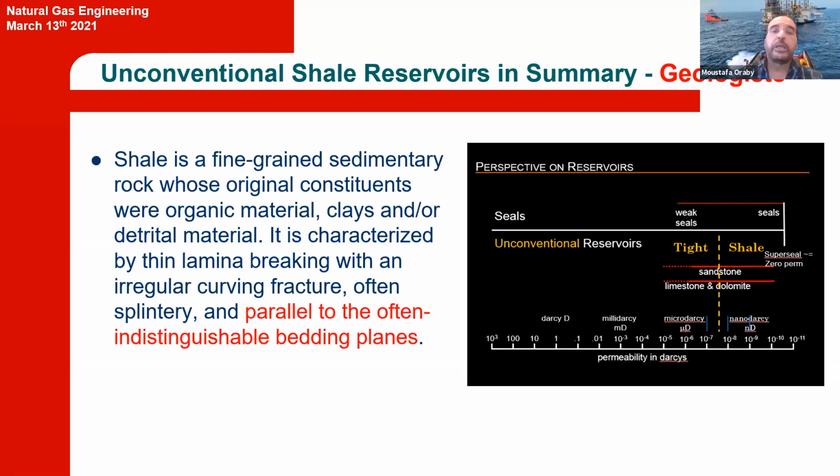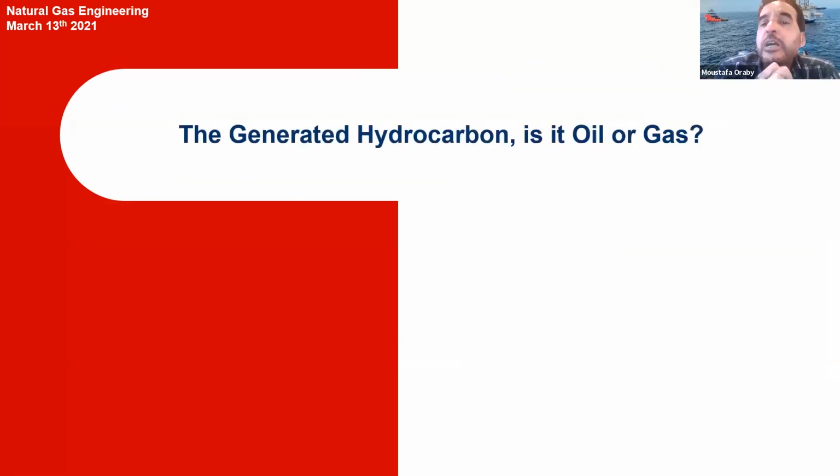Okay. The generated hydrocarbon, is it oil or gas? We said, well, it actually depends on what happened millions of years ago. If millions of years ago it was subjected to 120 to 150 degrees centigrade, it will produce gas. Well, sometimes we don't really know what happened millions of years ago. Is there a different way to find this out? Yes, there is a different way. We do it in the lab. So in the lab, we can find out if my source rock will produce gas or will produce oil.